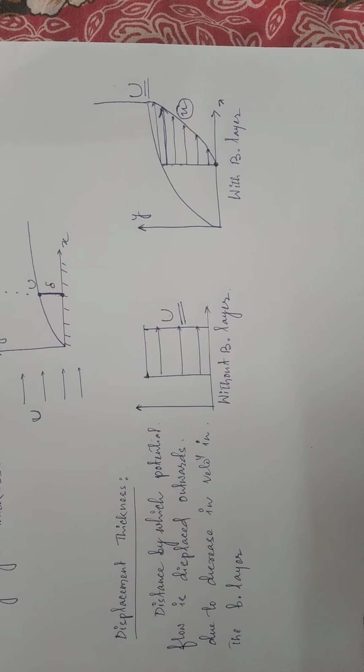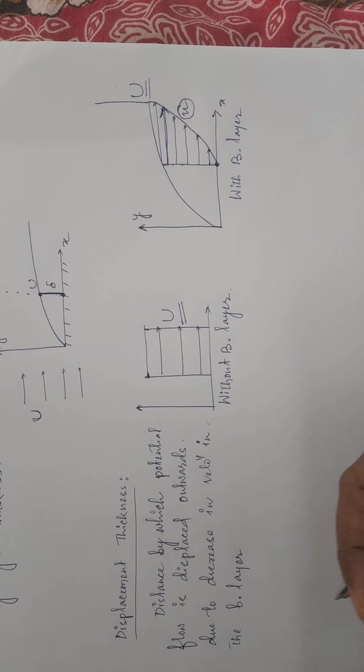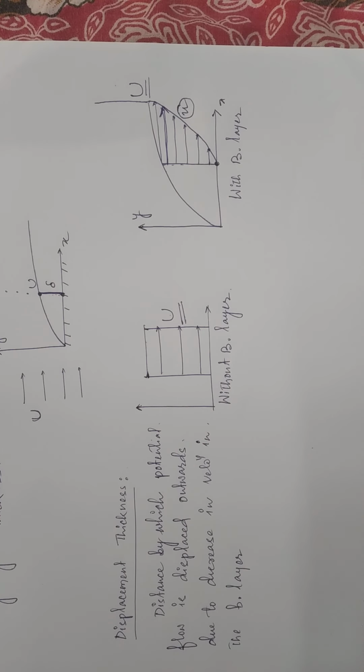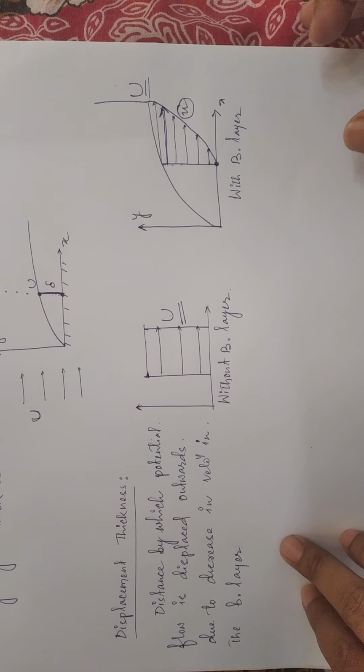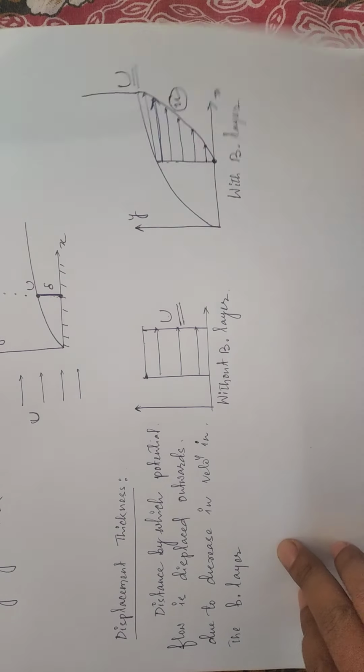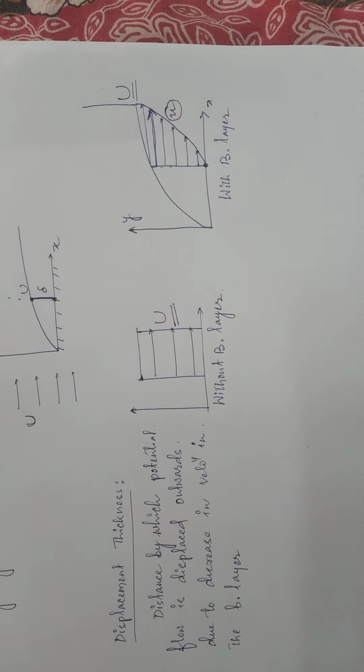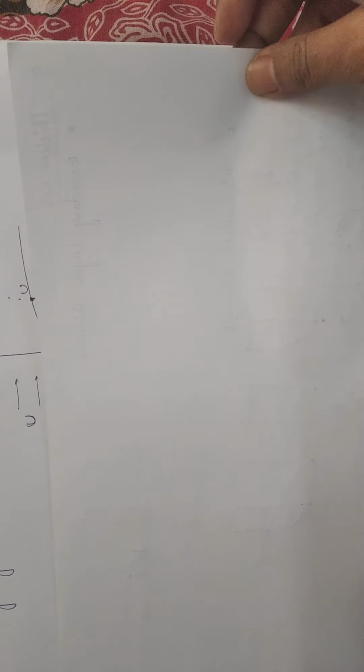So thus what we have seen, due to the formation of the boundary layer, the velocity of the fluid is reducing. So if the velocity is reducing, there will be some reduction in mass flow rate. So the displacement thickness is generally connected with the reduction of the mass flow rate. So now we will see how the mass flow rate comes into the picture. In a side note, we will see about the mass flow.